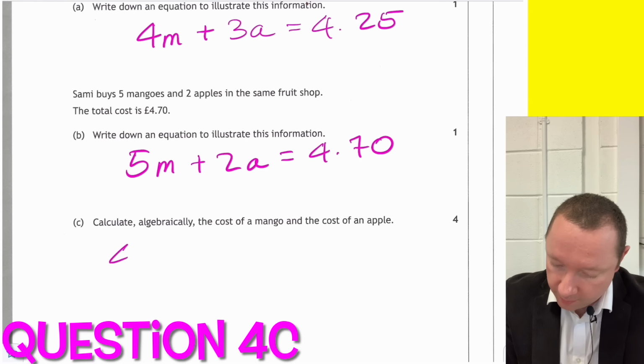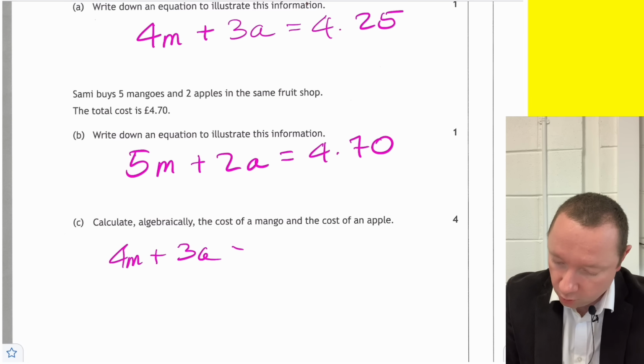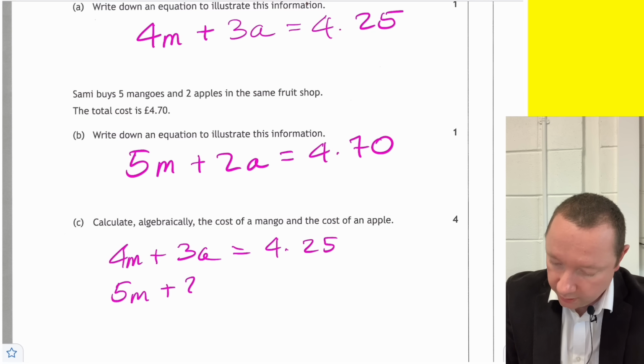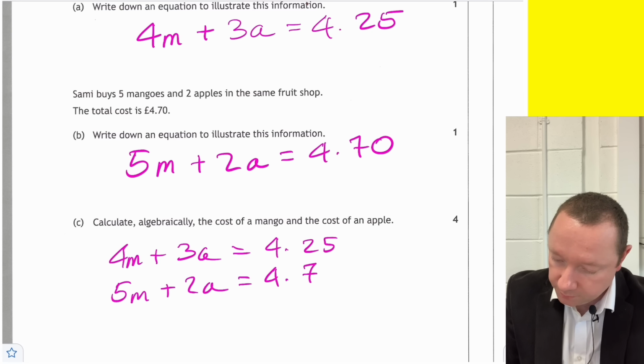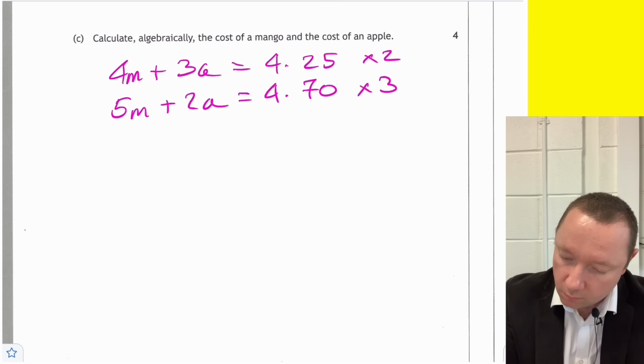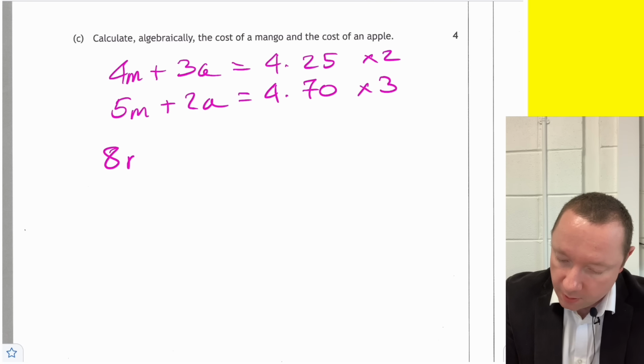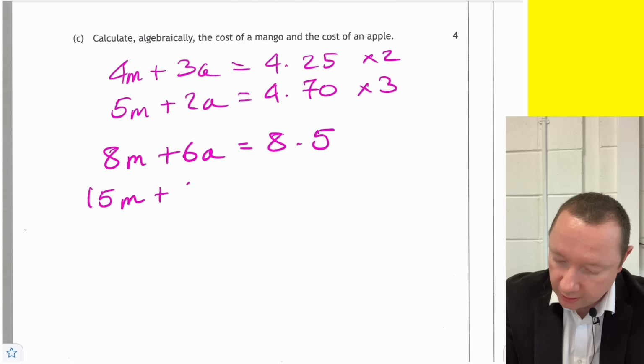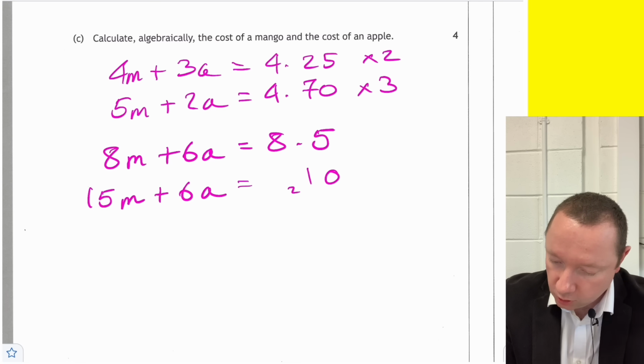We've got 4m plus 3a is £4.25. And we've got 5m plus 2a is £4.70. Times the top by 2 and the bottom by 3, just to get 6 in the second position. So that gives me 8m plus 6a equals 8.5, and it gives me 15m plus 6a equals 3 7s is 21, 3 4s is 12, 13, 14.10.